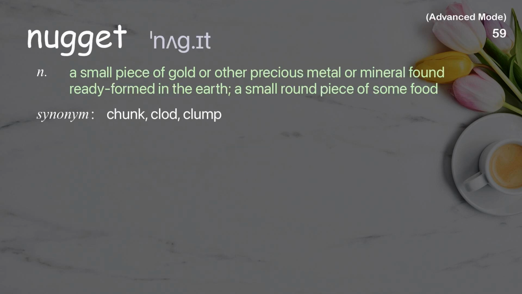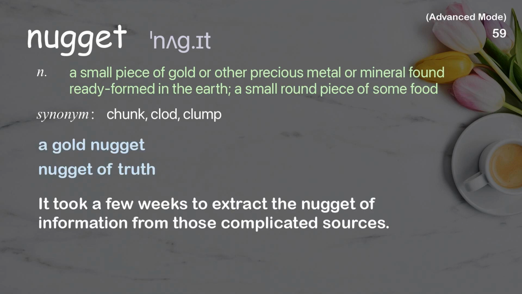Nugget. A small piece of gold or other precious metal or mineral found ready formed in the earth, a small round piece of some food. Examples: A gold nugget. Nugget of truth. It took a few weeks to extract the nugget of information from those complicated sources.